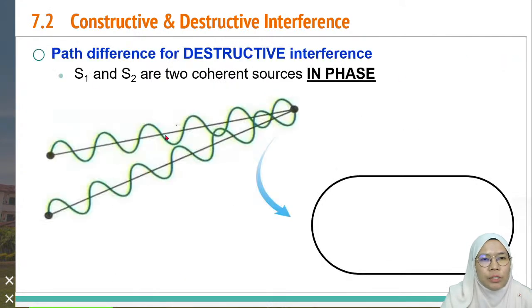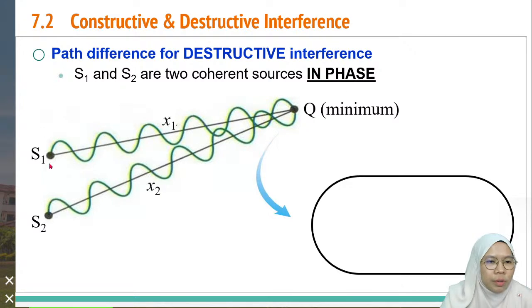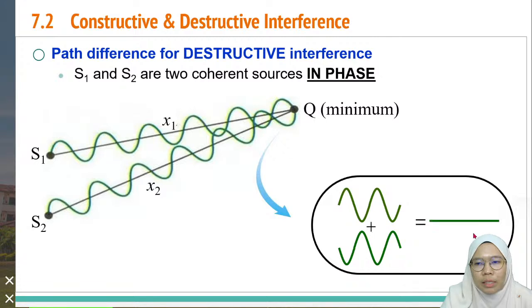Now we are going to look at the destructive interference for in phase as well. How do we determine the in phase again? The source S1 starts with a positive cycle, S2 also with a positive cycle, so they are in phase. To determine the type of interference, we look at how they meet at a point. Here the opposite cycles meet each other, so they will cancel out and become destructive interference.